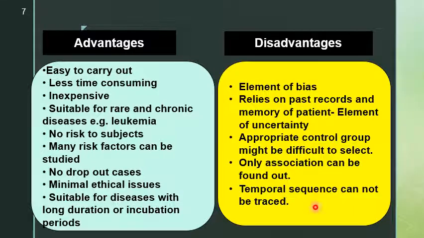And temporal sequence cannot be traced because now the patient has smoked also. The patient has lung cancer also. You cannot come to know whether this lung cancer started after the patient has smoked for so many years. For how many years? So at this point of time, you cannot know the temporal sequence, the timeline sequence of the disease and exposure.